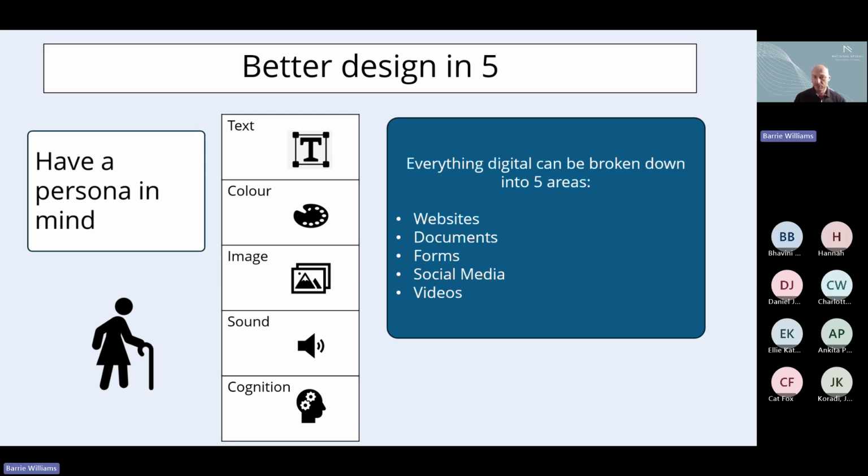And you can do this for anything. The whole idea is you break it down into five areas. So do those five design tips for your websites, your documents, your forms, social media, videos, and pretty much anything else you can think about with digital content. Always break it down into those five areas, which will then give you some ideas on how to do that.